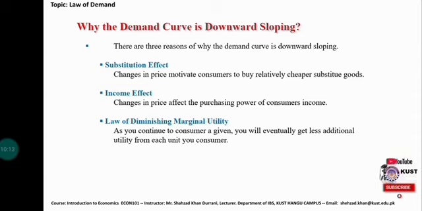Actually, diminishing means decreasing, marginal means additional, and utility means satisfaction. So this law states that the satisfaction that you are getting from the first sip of milk will not be the same as from the second, third, or fourth sip of milk. So this is called the law of diminishing marginal utility.